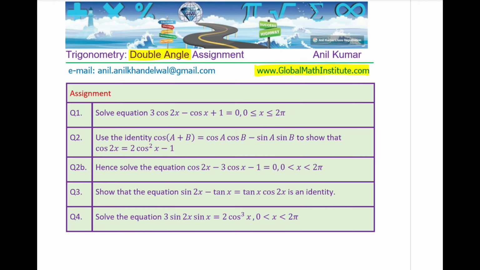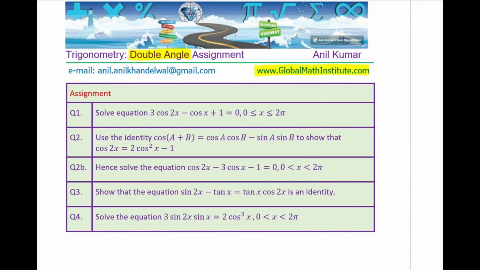Question number 2. Use the identity cos A plus B equals to cos A cos B minus sin A sin B to show that cos 2x is 2 cos square x minus 1. Based on this, question 2b, hence solve the equation cos 2x minus 3 cos x minus 1 equals to 0, where x is between 0 to 2 pi.